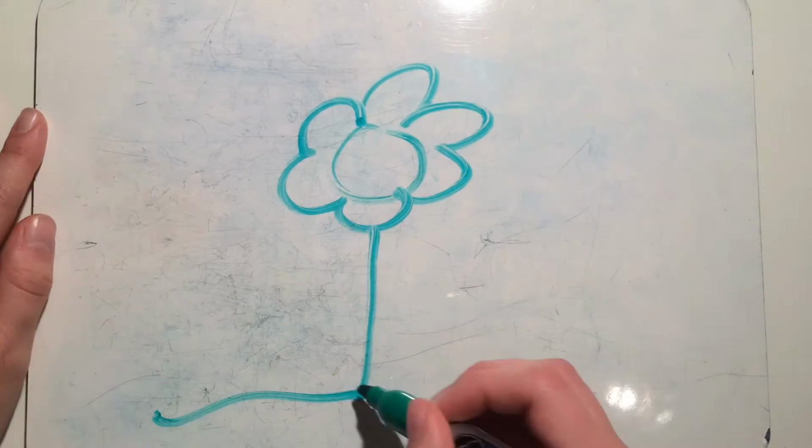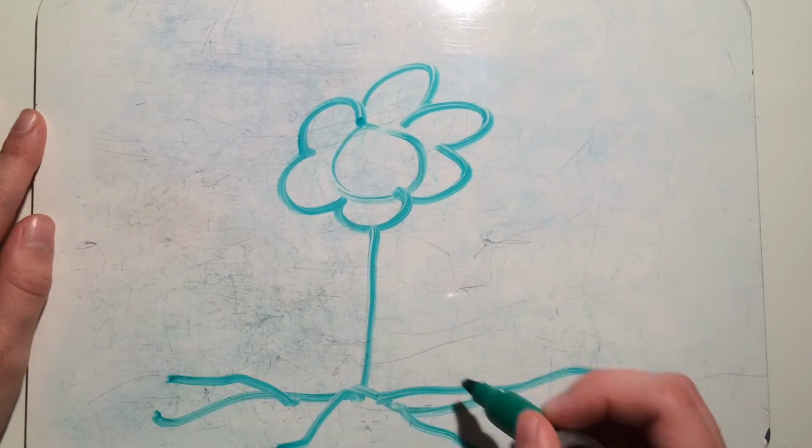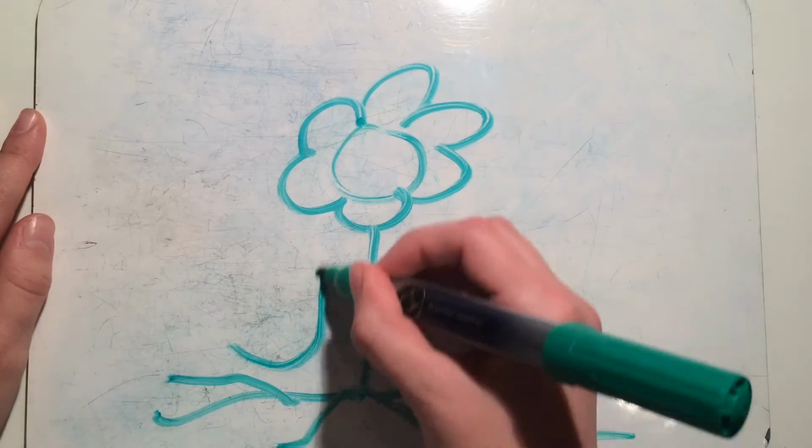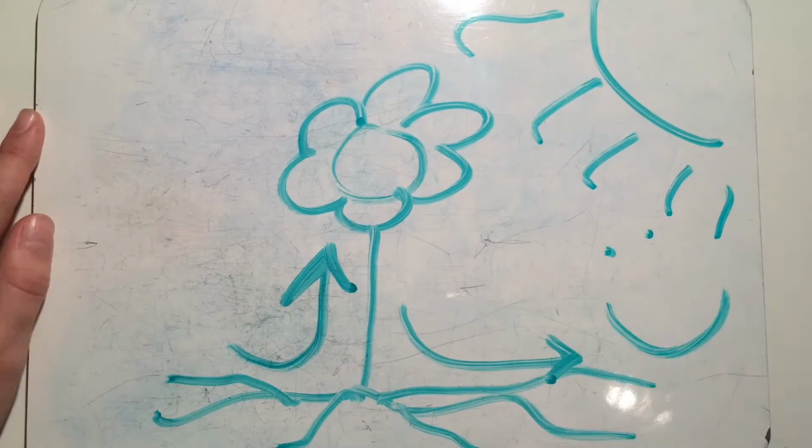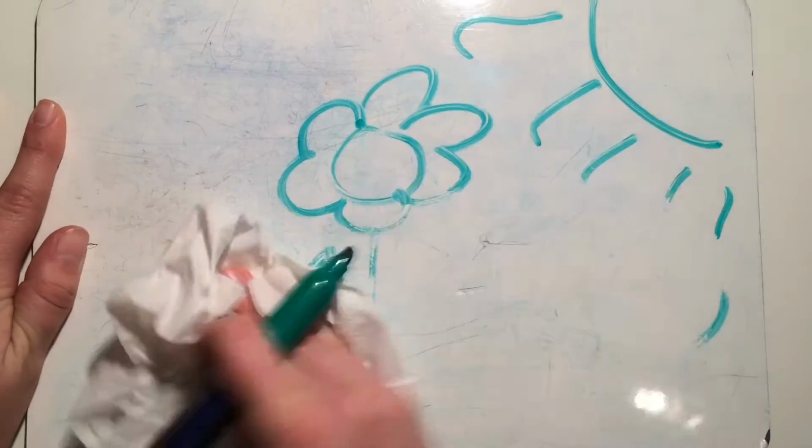Here's my pretty flower, and here are the roots, and water lost through transpiration has to be constantly replaced by water from the soil. The greatest uptake is in the roots because it has a large surface area.